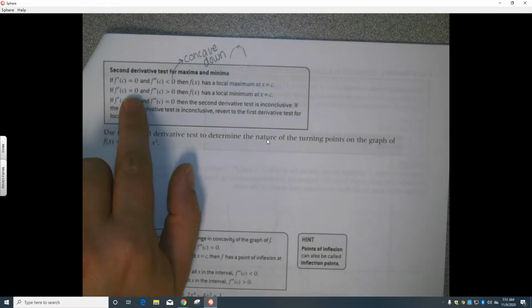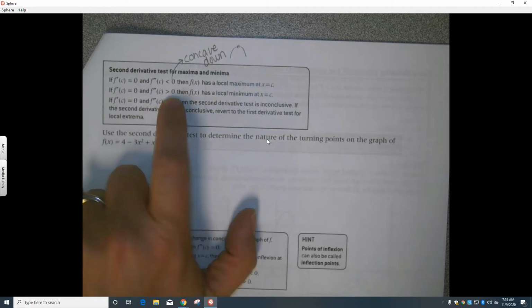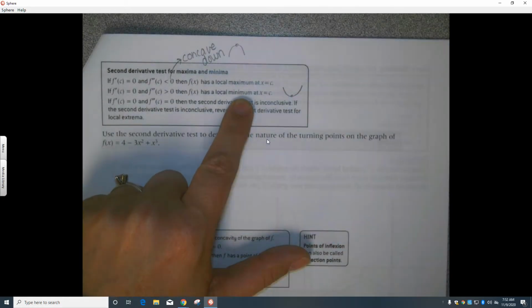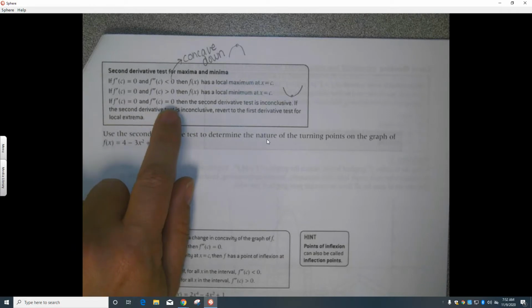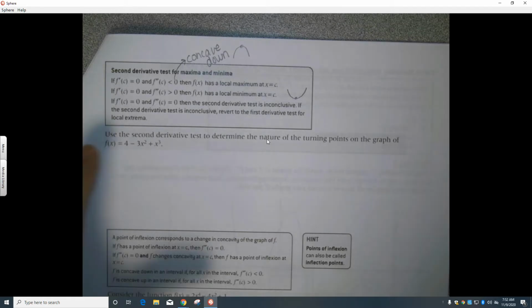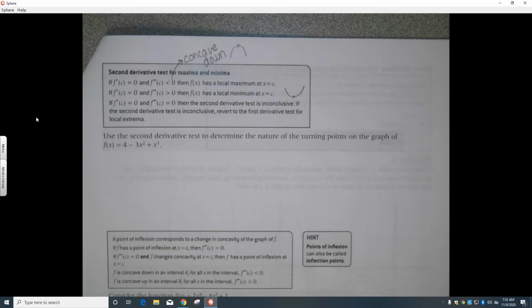Conversely, if the first derivative is 0, so we know we have a turning point, and the second derivative is positive, that means concave up, that gives us a minimum. So it would look something like that. And if the first derivative is 0, we have a turning point, and the second derivative is also 0, then that second derivative test is inconclusive. And so then they tell us just revert back to the first derivative test for the local extrema.